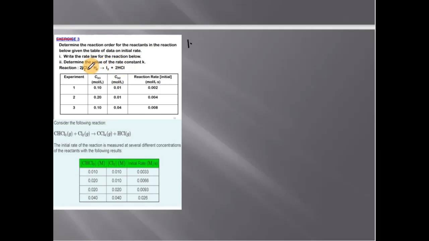So the rate law of this reaction can be written as R equals K, which is the rate constant. Now we are going to write a hypothetical reaction order for each of these reactants. So we have the first one, which is iodine chloride.